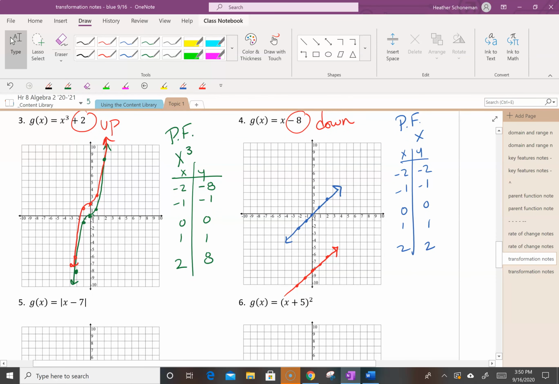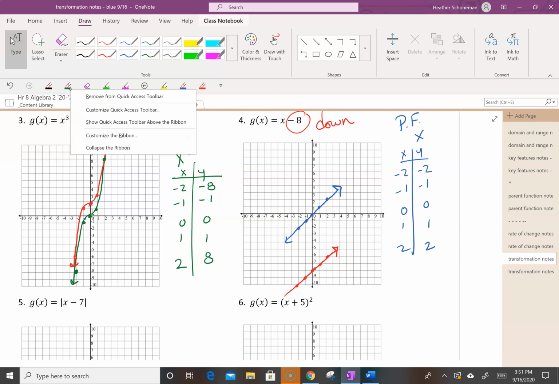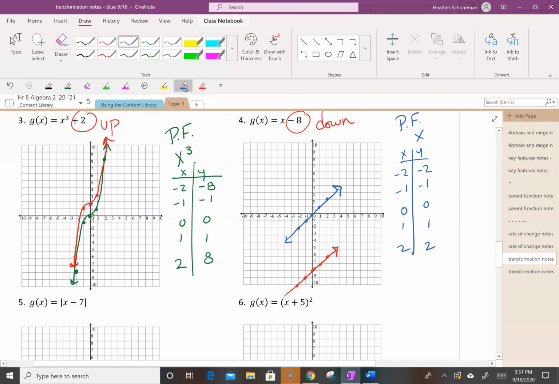Now, with the screen like this, you can see the difference between 3 and 4 and 5 and 6. Here, it is inside of the actual function. It's not on the outside. So when it's the inside, it's the horizontal translation, and it moves it left and right. Okay? So let's see if we can do that.